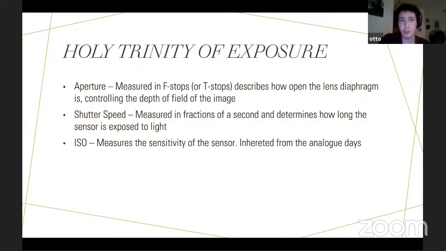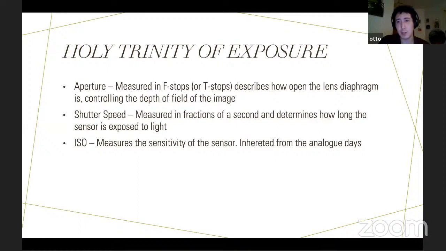So the three important aspects to master exposure are controlling your aperture, your shutter speed, and your ISO. The aperture is measured in f-stops, or if you're using cinema lenses, they're measured using t-stops. Basically, it describes how tight the diaphragm in the lens is. And the diaphragm fulfills the same function as the iris in your eye. This controls the sharpness and depth of field of your image, which I'll cover in coming slides.